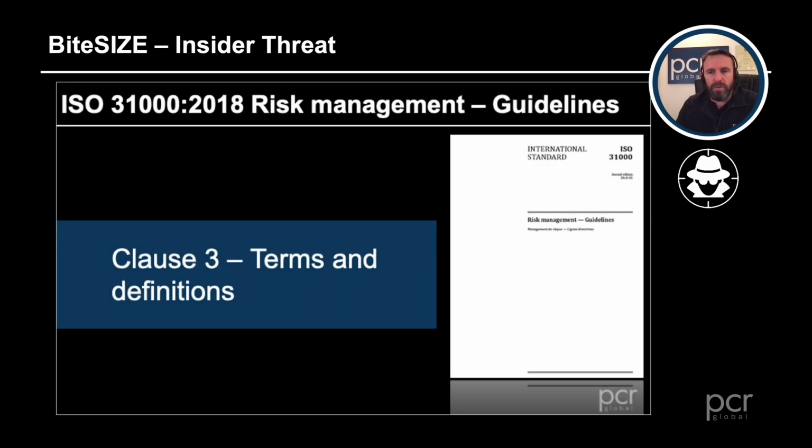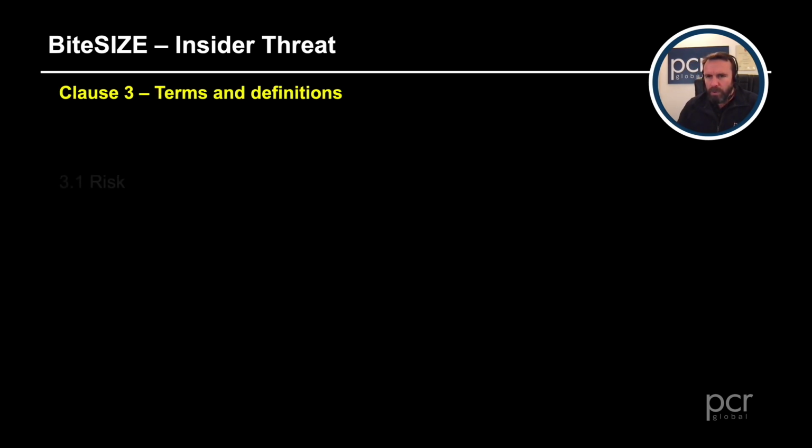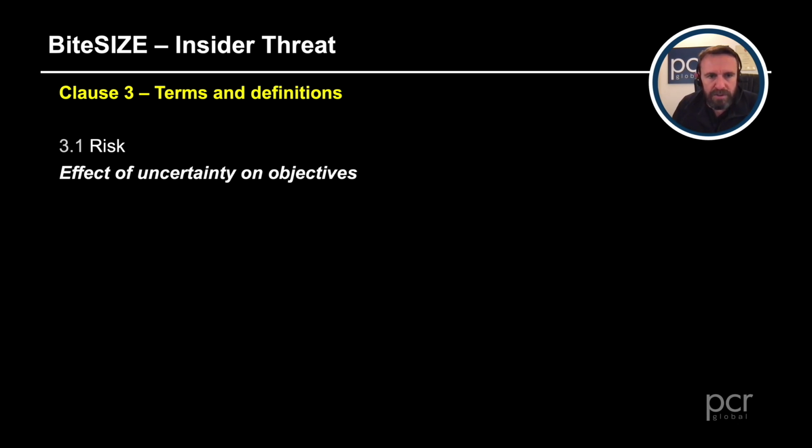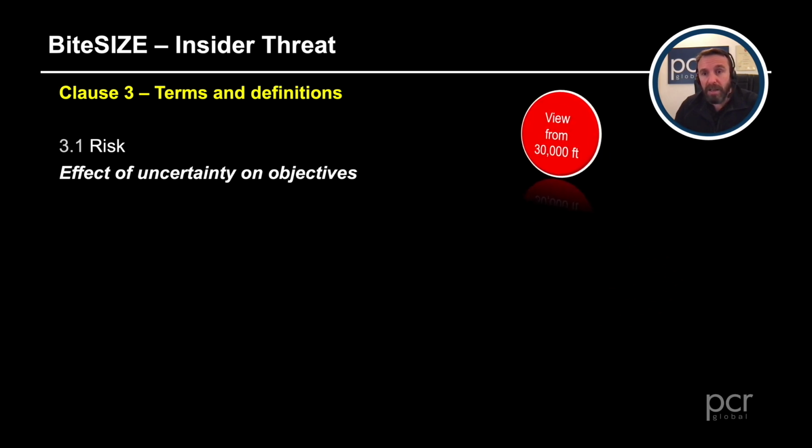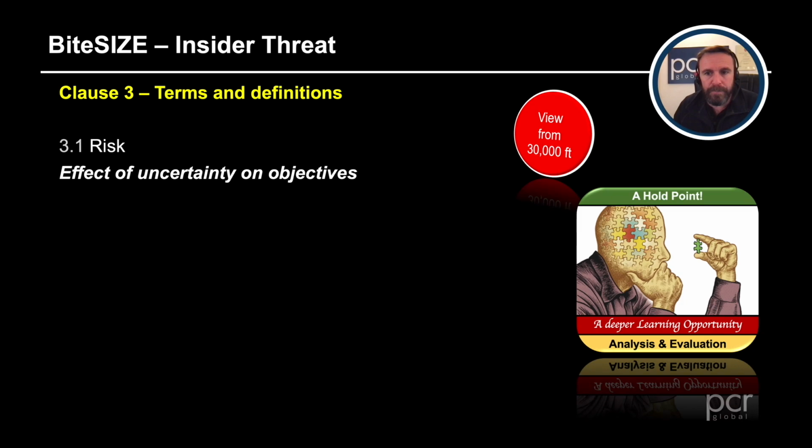Inside a threat. So these are some slides taken from my 31000 slide deck. Clause 3 talks about terms and definitions, always important. So let's use those terms and definitions of risk from 31000, which tells us that risk is the effect of uncertainty on objectives. Now I know people will say severity and likelihood, and that comes next, because this is a view from 30,000 feet. Now we've got to get into it.